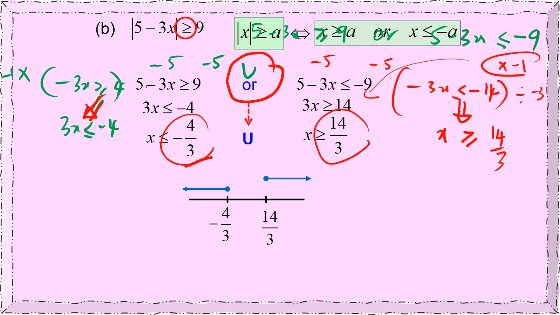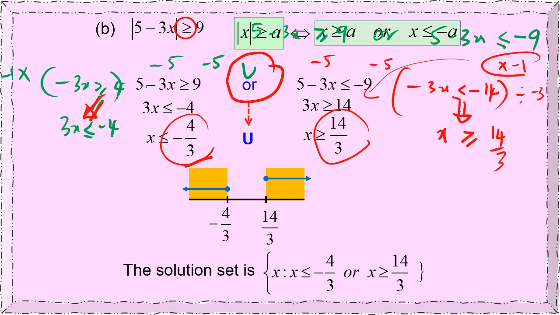So the union between these two, we take the two inequalities. So the solution set is x such that x is less than or equal to negative 4 over 3 or x is more than or equal to 14 over 3. Or in interval form, you can write it from negative infinity up to negative 4 over 3, close bracket, union with, close bracket here, 14 over 3 to infinity.